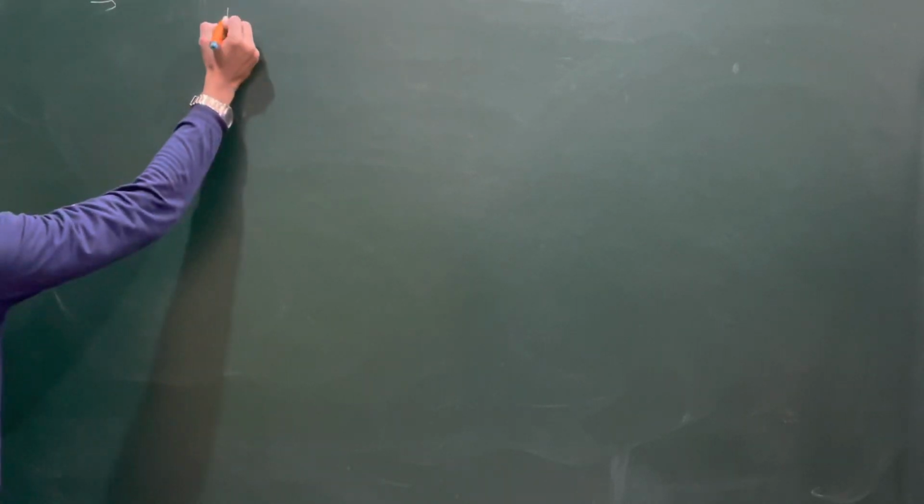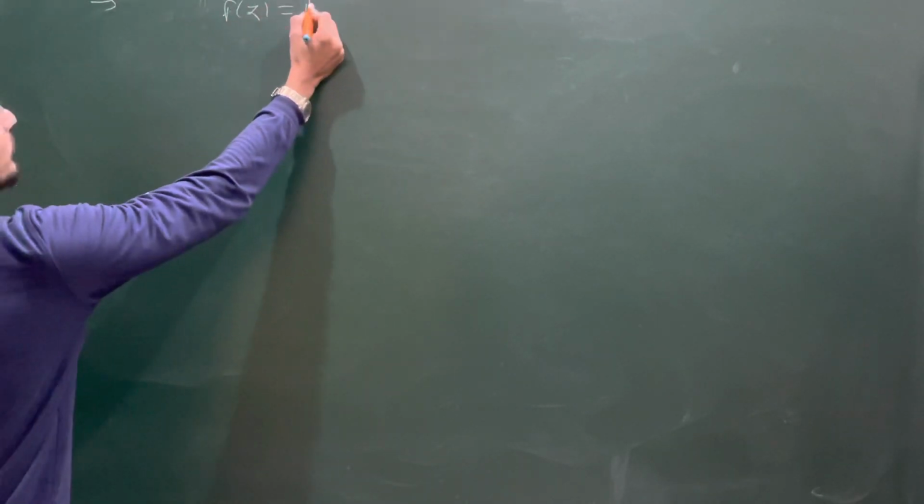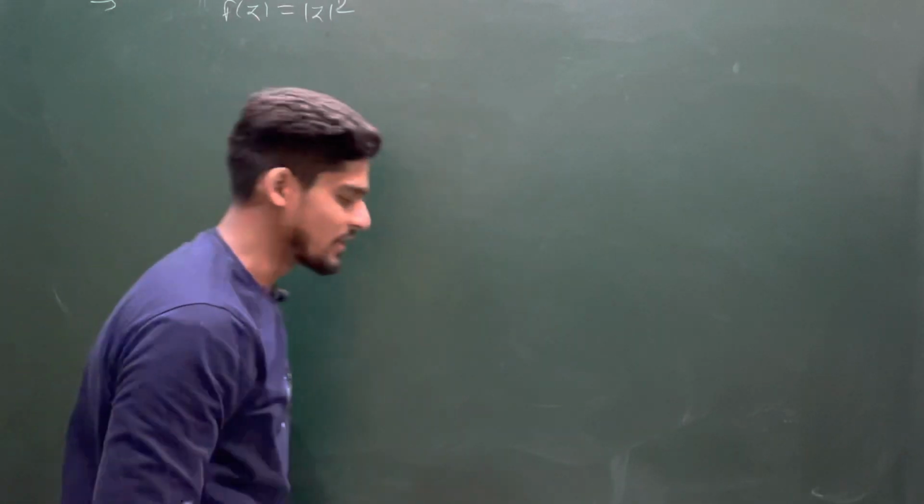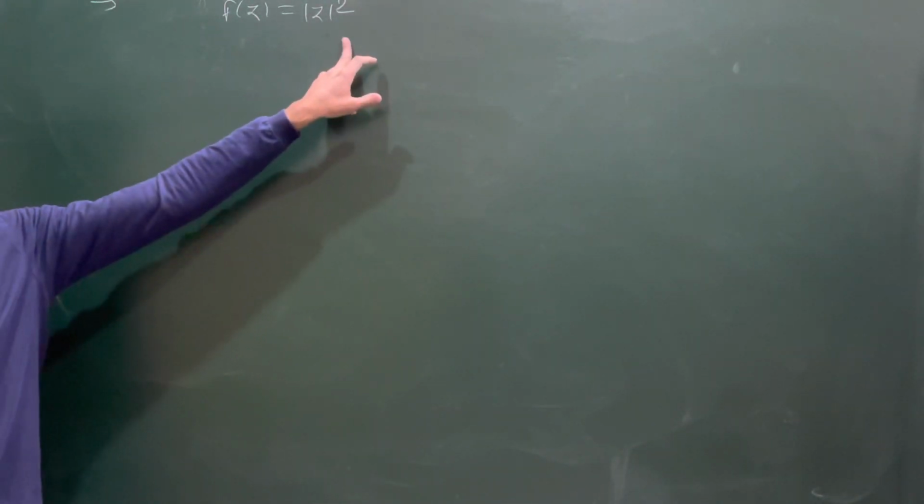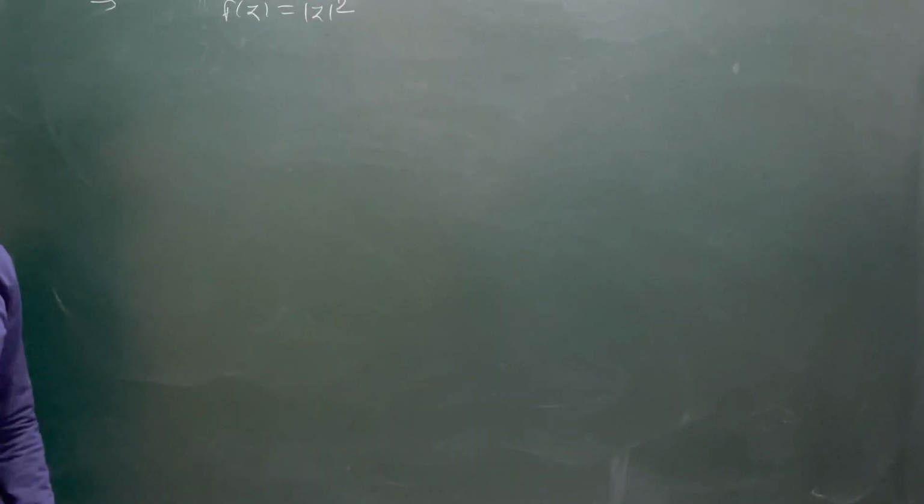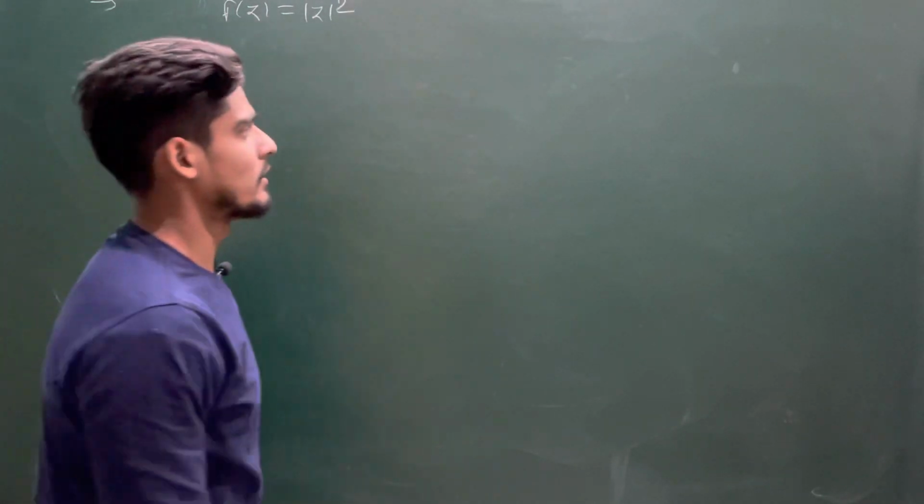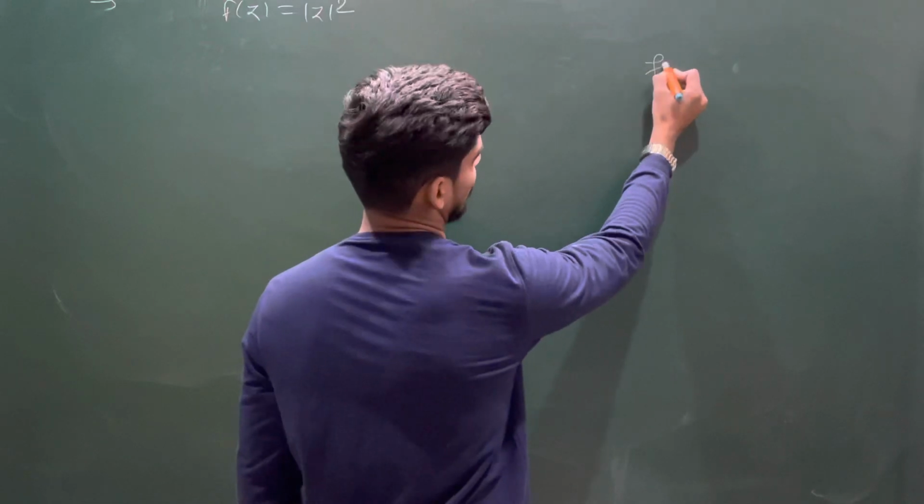What about this function? This is a simple one. f(z) is equal to mod z square. You must have done this in your undergraduation or graduation. Whenever you have studied complex differentiability, you know this. Okay, but before coming to this, let me give you one more criteria.